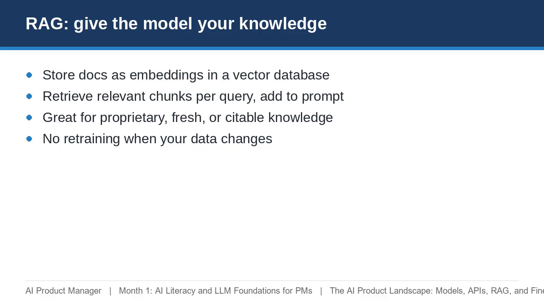RAG, or retrieval-augmented generation, is how you make a general model answer questions about your specific data. You chunk and embed your documents into a vector store, retrieve the most relevant pieces at query time, and put them in the prompt. It's ideal when answers depend on your proprietary or frequently changing content, and when you need citations. Crucially, updating your data is just updating the index, no retraining.